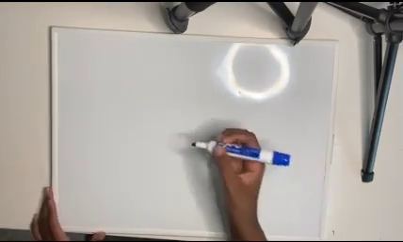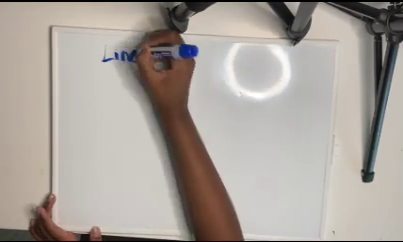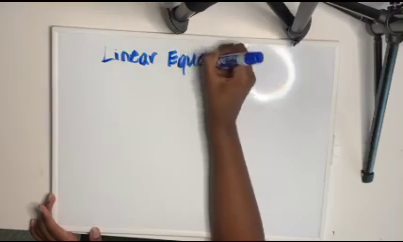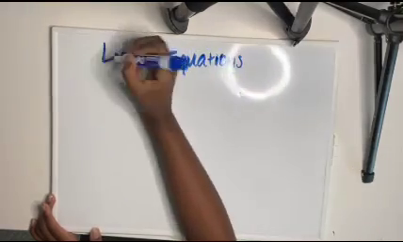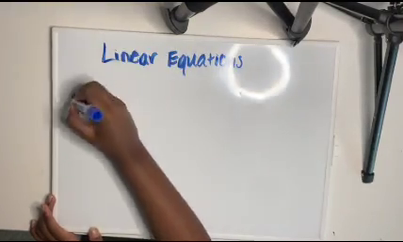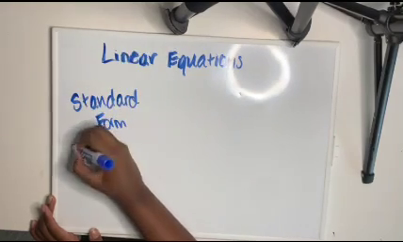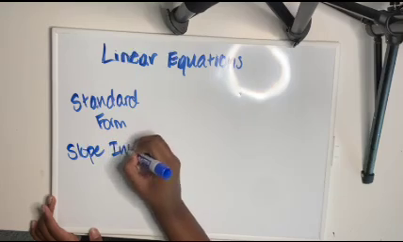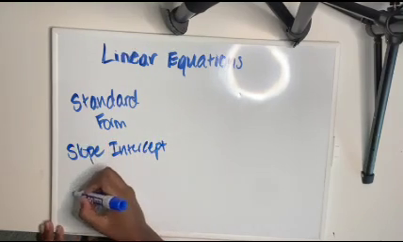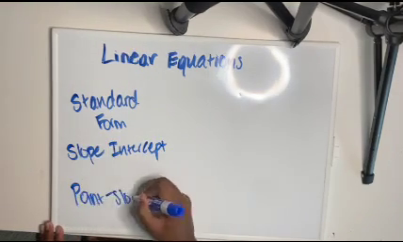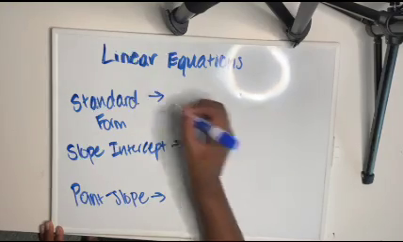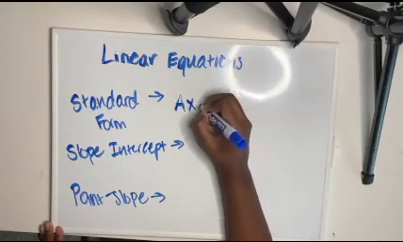Everybody. Today we're going to go over one major concept of Algebra 1, which is linear equations. There are three different types of equations that you'll see a lot, like the three different major forms. The first one is standard form, the second is slope-intercept, and the last is point-slope form. You'll see these three a lot, and here's what they look like.